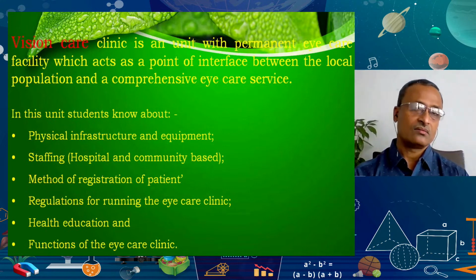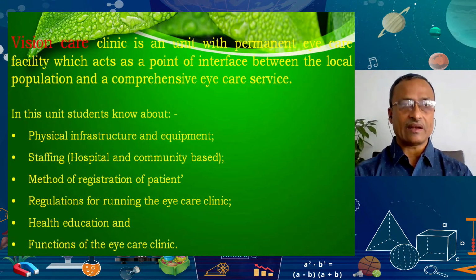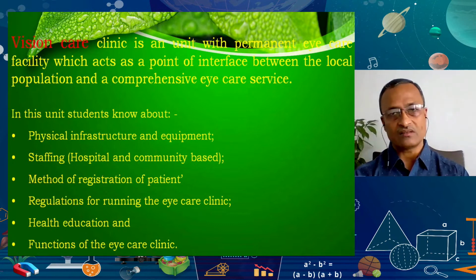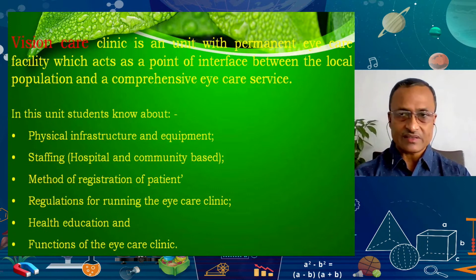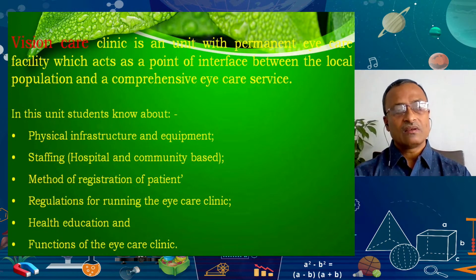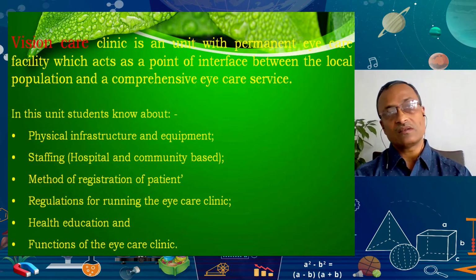Now, what should a vision care clinic be? It's a unit, a permanent facility, having comprehensive eye care services. For this, the physical infrastructure, staffing pattern, equipment, regulation of running the eye care clinic, and health education, all these things should be known by the student or the vision care technician.